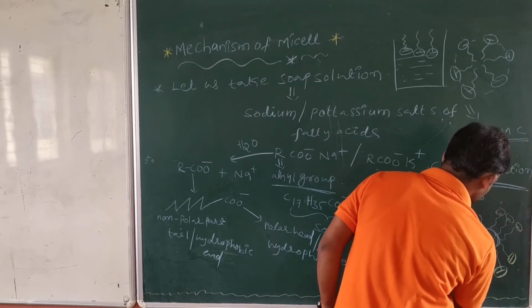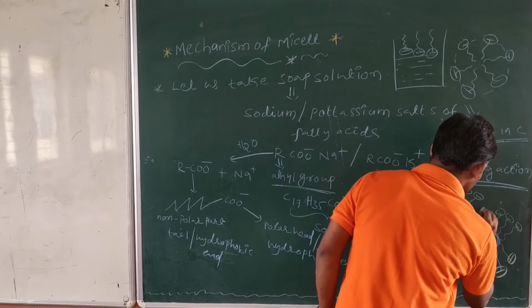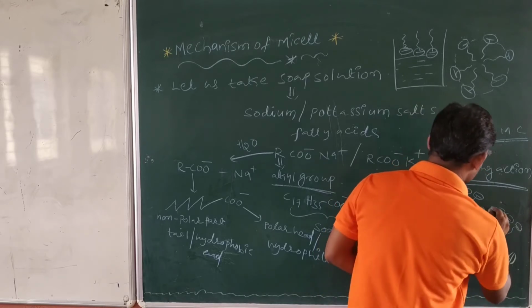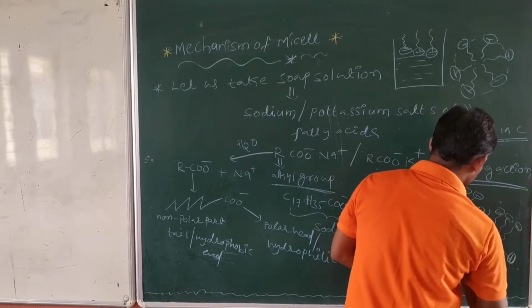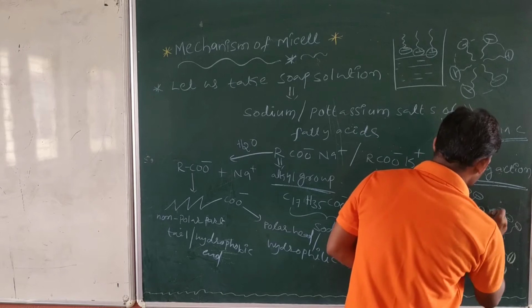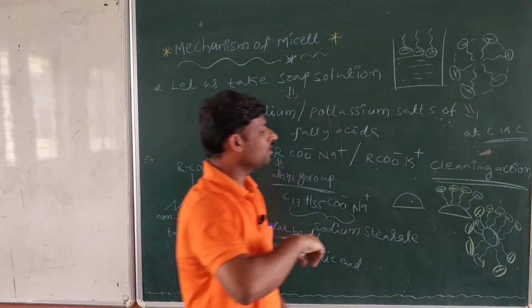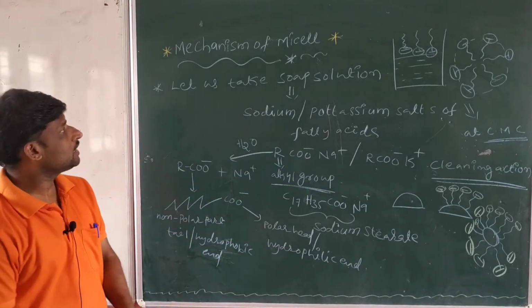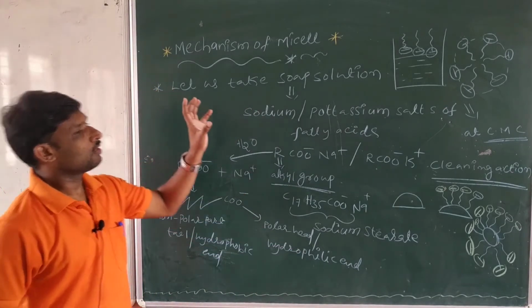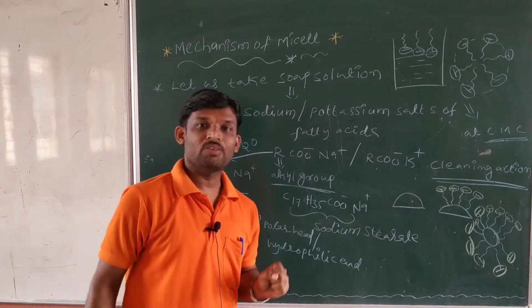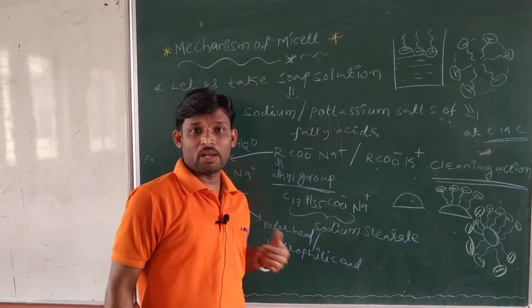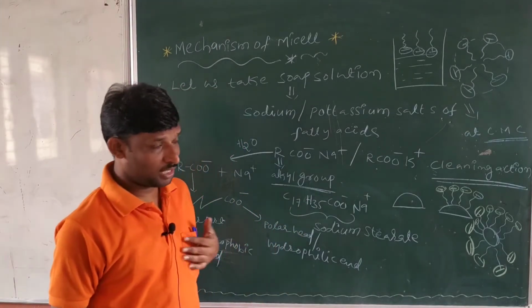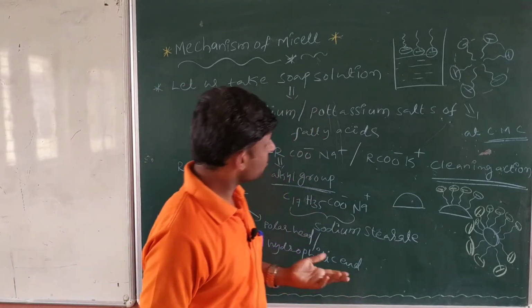A sphere is formed. This sphere is pulled out. This oil is pulled out from the cloth, whatever it may be. This is the cleaning action of soap. In this way, the soap is cleaning the oil or grease particles in our cloth. It can remove them in this manner.